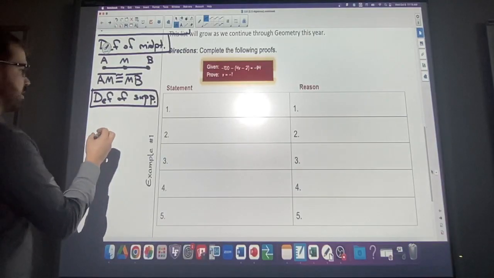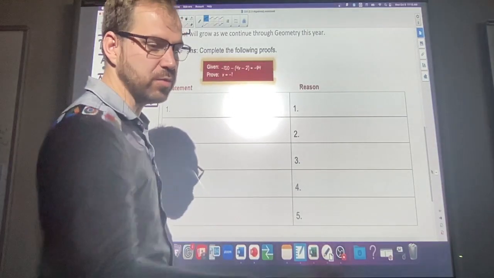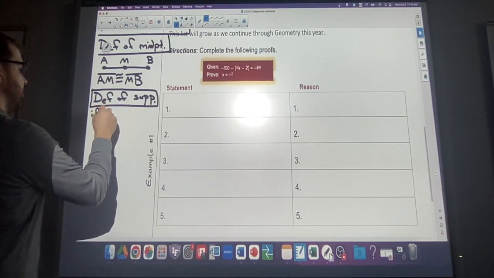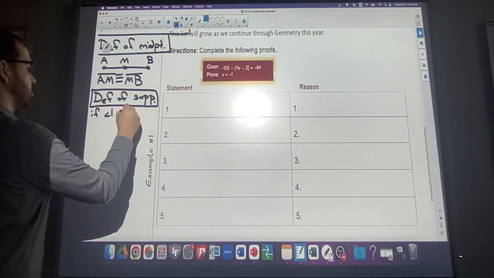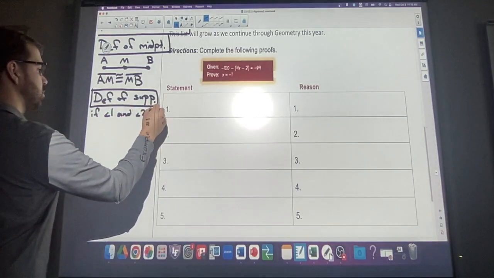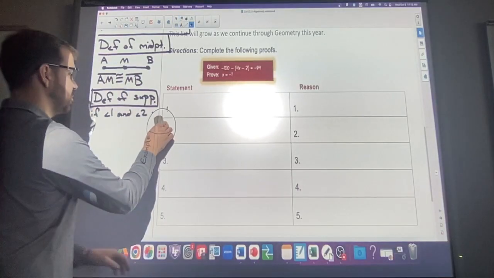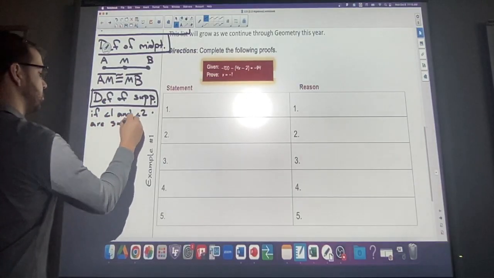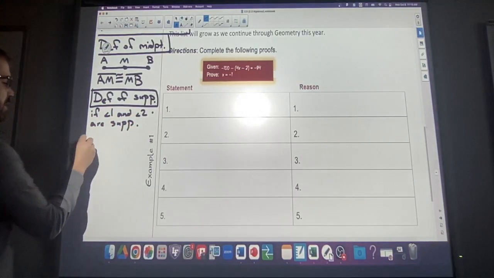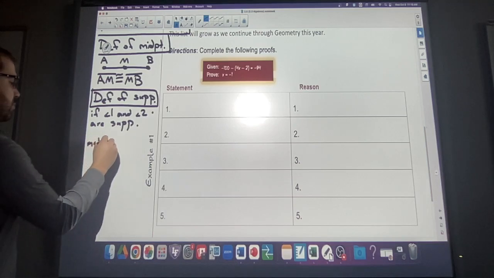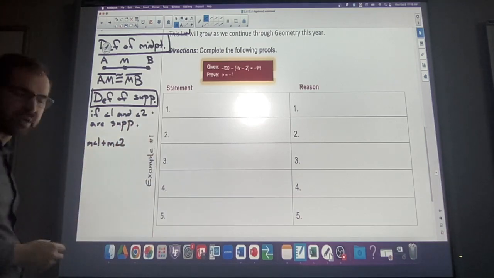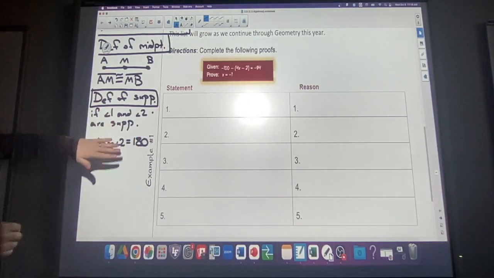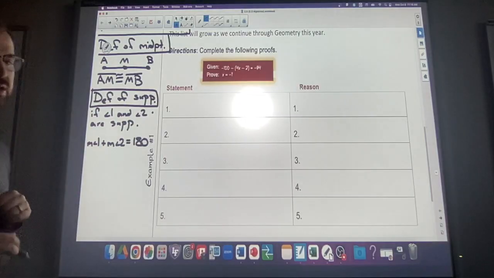Okay, so if you have supplementary, then if I have two angles here, so let's say angle 1 and angle 2 are supplementary, then we can say that the measure of angle 1 plus the measure of angle 2, what does supplementary mean? Well, it means they have to add to 180 degrees. So maybe they'll give you a picture, maybe they'll just state it, but either way, it's 180 degrees.